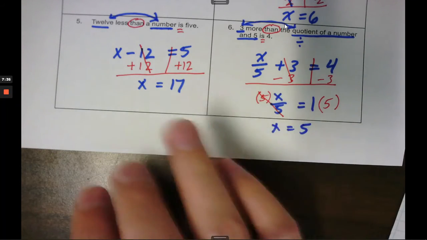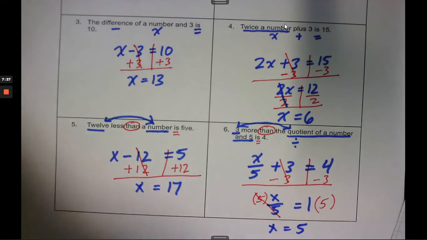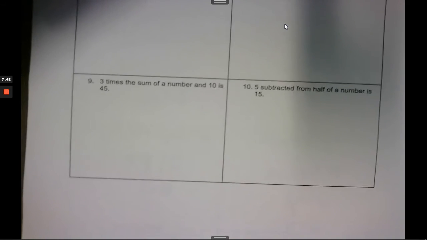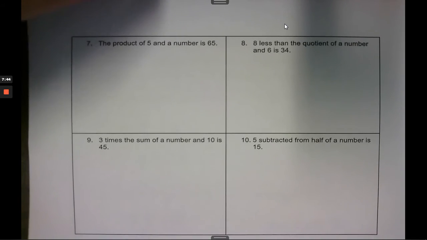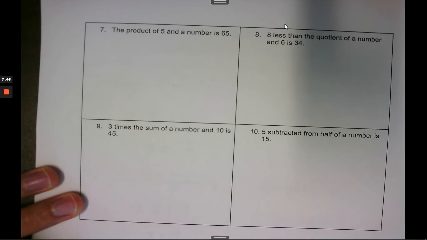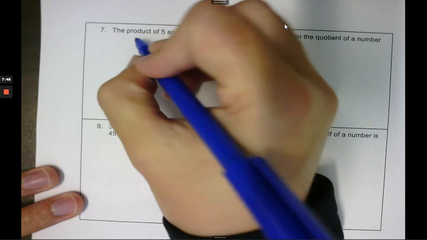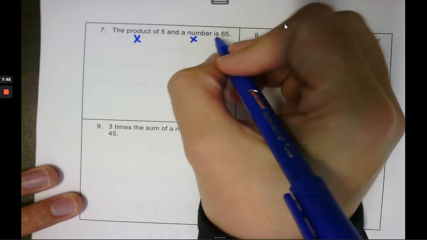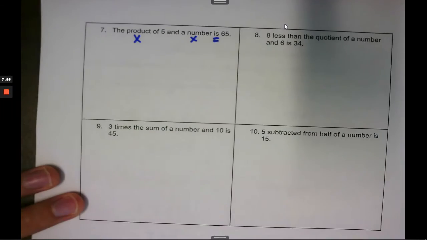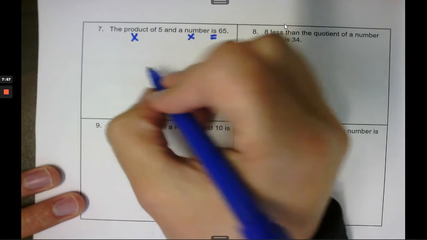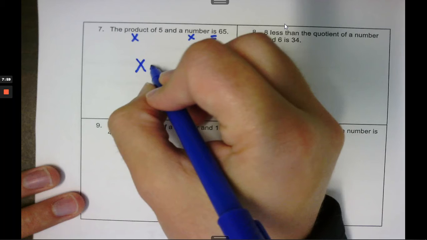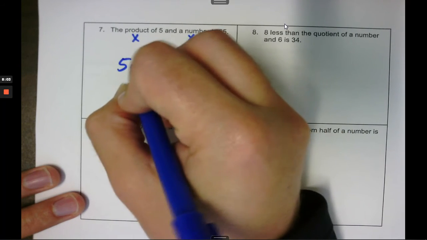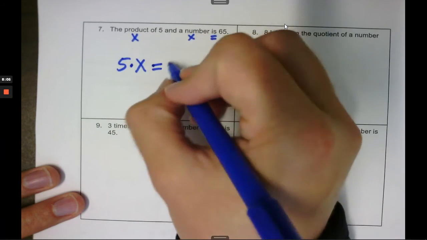Alright, we're going to flip to the next page and look at number 7. The product of 5 and a number is 65. Product means multiplication. 5 and some number; "is" means equals. Okay? So I've got 5 times x equals 65.